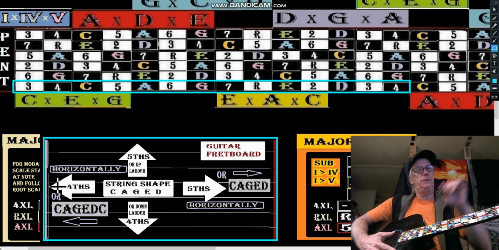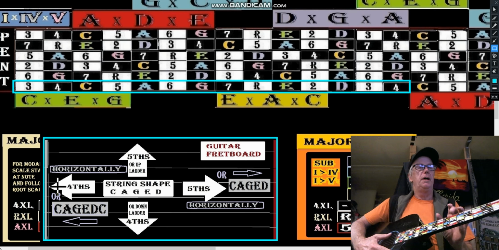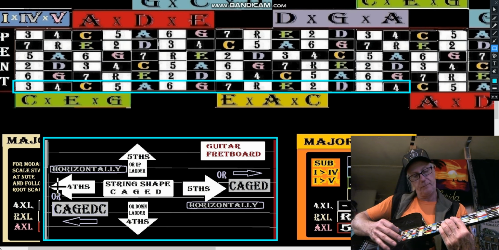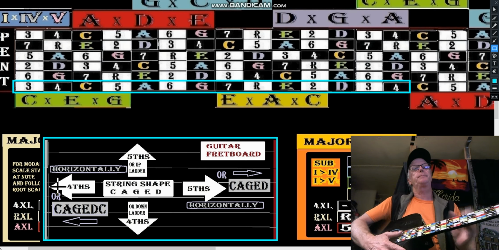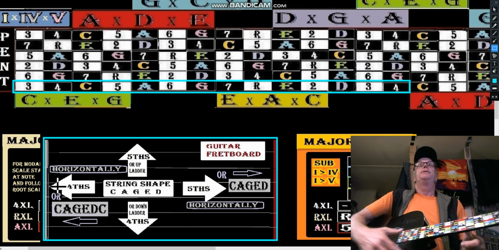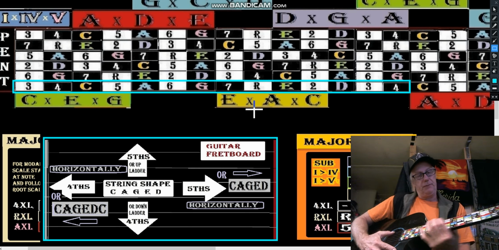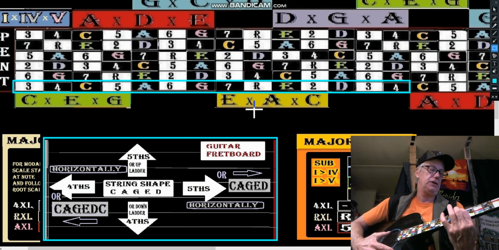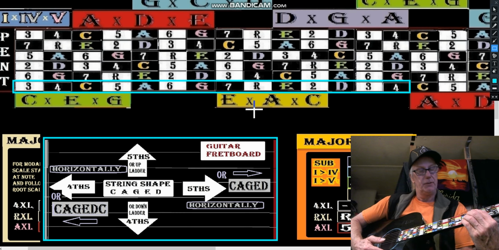Now we have to realize that we're not in the key of A. We're in the A shape C. We're still in the key of C. We want to remember that, because if we were going to be in the key of A, the root position would be the E position, which would be 7 root 2. 2, 3, 4, or 7 root 2. 6, 7 root would be your G shape, and then 6, 5 would be the A-shaped A, the real deal A.